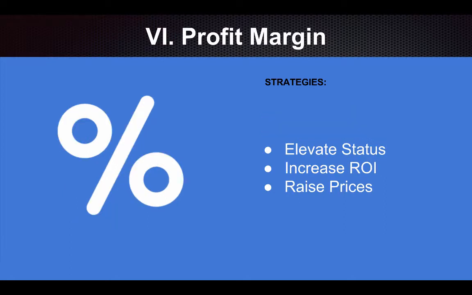And last but not least, number 6, your profit margin. You can focus on elevating your profit margin in several different ways. Number 1, you can elevate your status. When you have higher status, you have a higher demand for your product or service. You can charge more for your product or service.